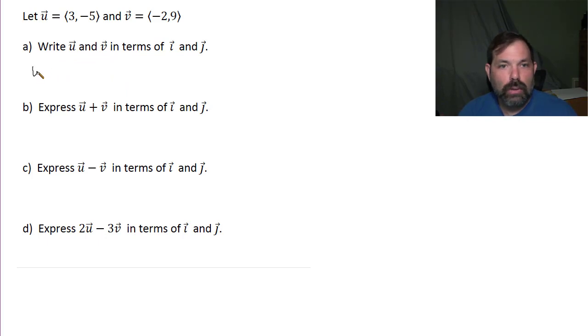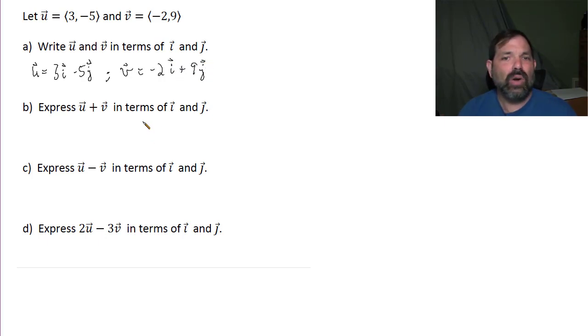All right, well, using what we saw in the previous slide, u, since it's the standard vector 3, negative 5, is the same as 3i vector minus 5j vector. Similarly, the v vector is negative 2i vector plus 9j vector. So from now on, if I say i and j, let's assume that they are vectors, so I won't say vector. I'll just say i and j. Express u plus v in terms of i and j.